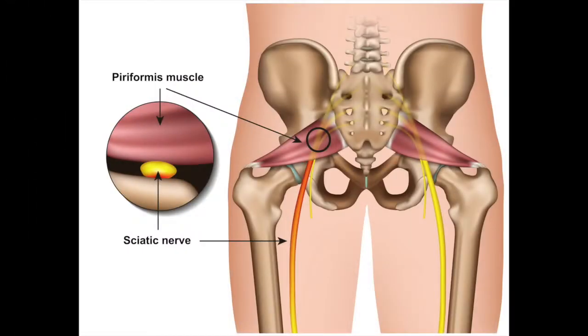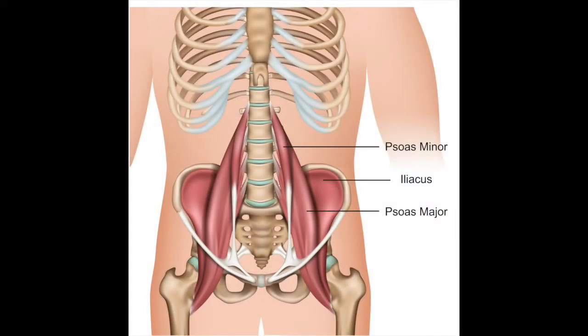Piriformis helps rotate the hips. It also is one of the major players when we have pain going down our legs by pinching the sciatic nerve. The psoas minor and major, these muscles together lift the upper leg.